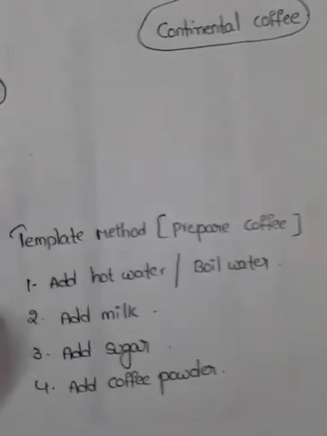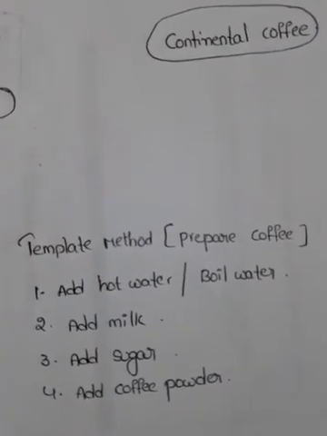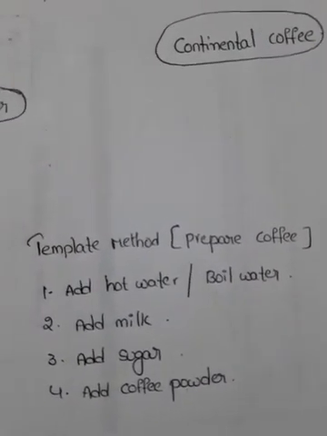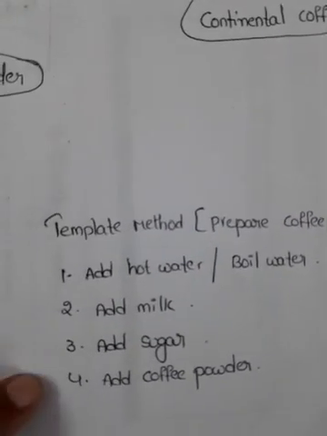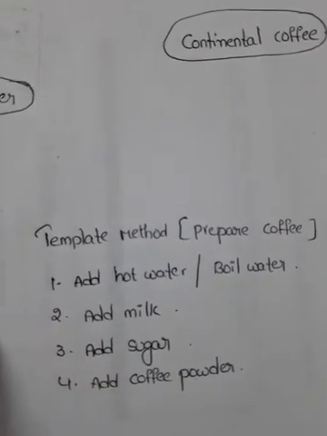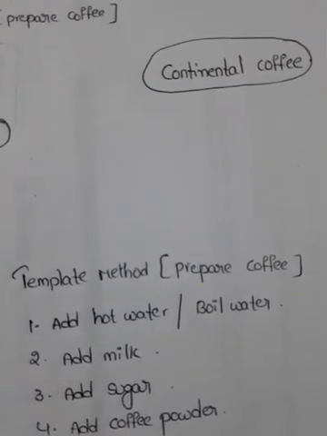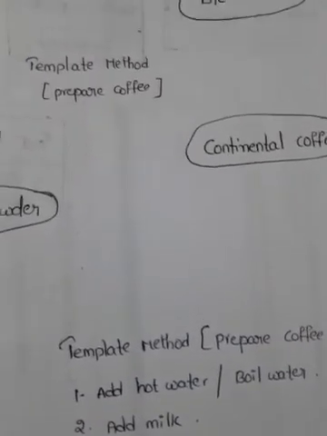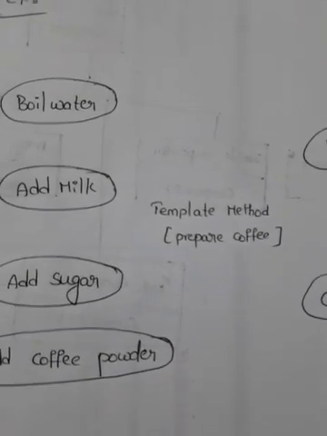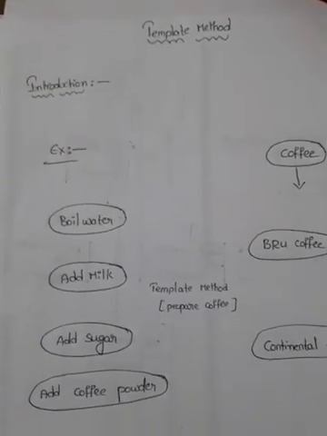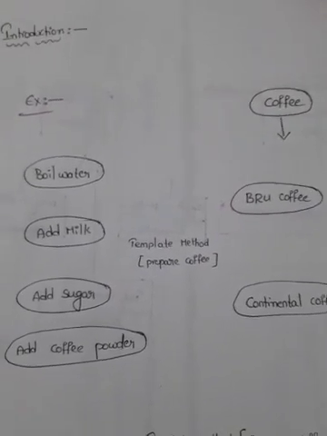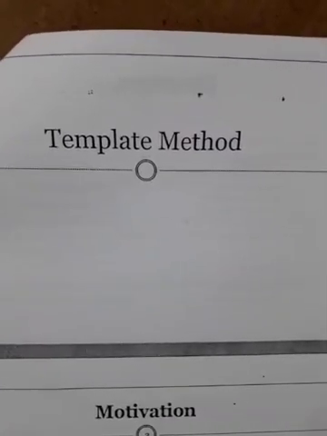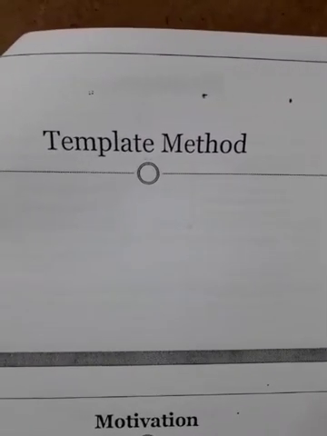The procedure is the same, only the coffee powder changes. Using these steps, we are going to prepare a coffee. So this is one of the best examples of the template method: preparing a coffee by using a template method. We have seen the best example of preparing a coffee using this template method.